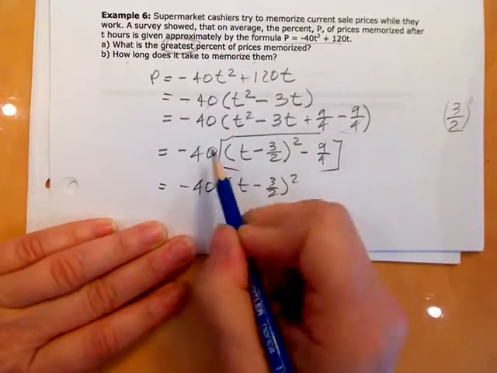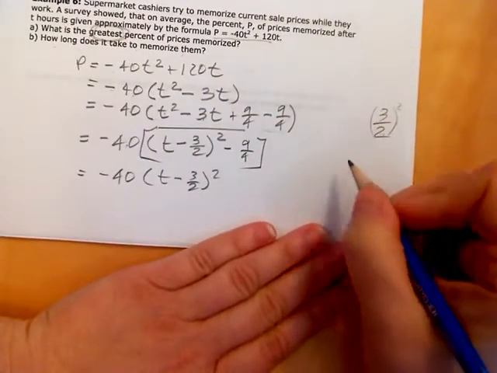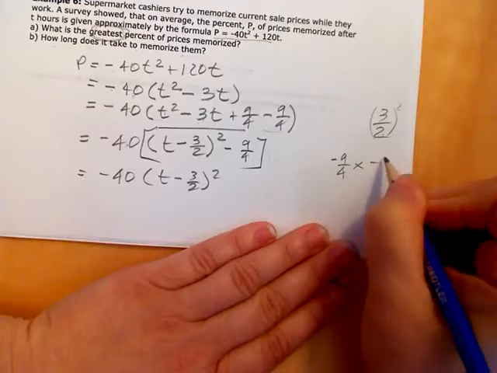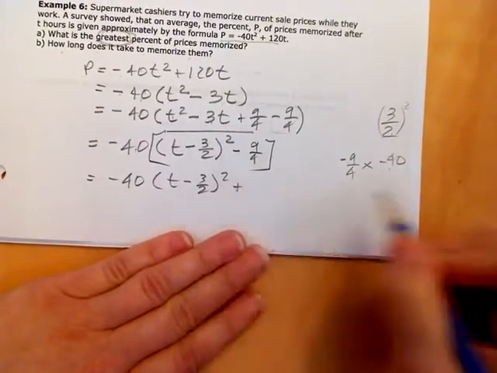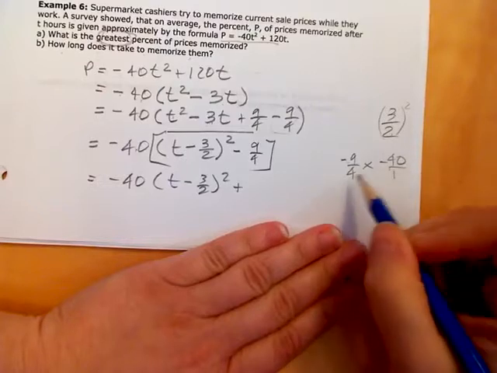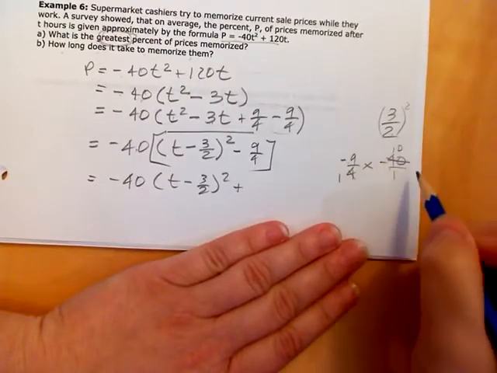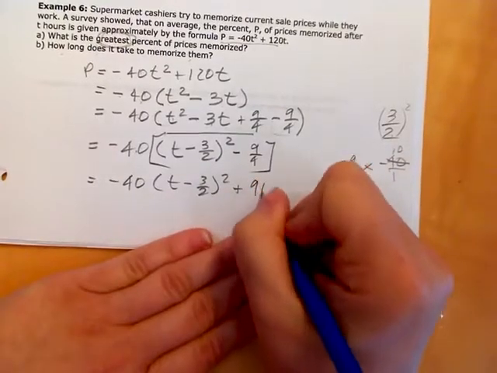And then we do this times this in order to get it out here. And if it gets too busy, just do it on the side. What is minus 9 over 4 times minus 40? Well, minus times minus is plus. And here we know that 4 goes into 4 once and into 40 10 times. So that is 90 over 1, or 90.